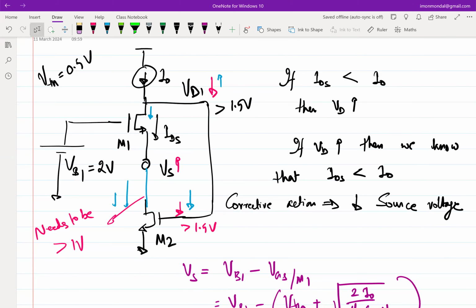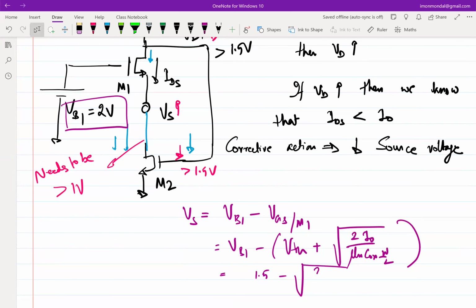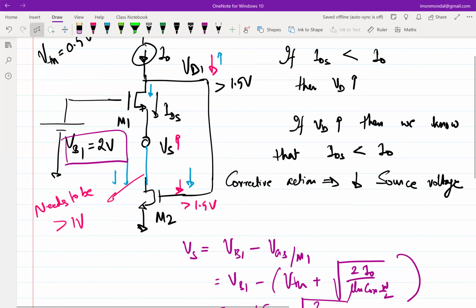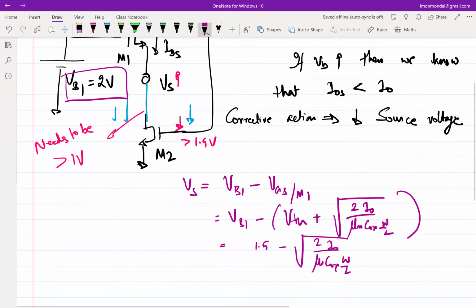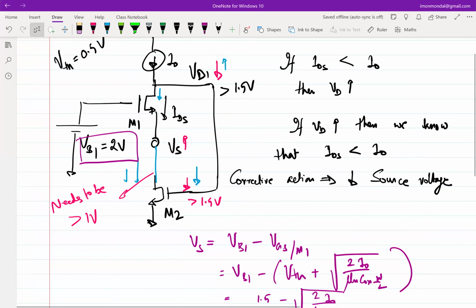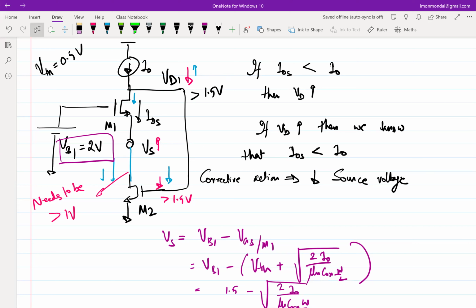VB1, we chose 2 volt to start off. No, we didn't take 1.5, right? VB1 is this 2 volt, right? Okay. So this is 2I0 by mu N Cox W over L. Now, see, I haven't told you what I0 is. I haven't told you what W by L is, right? So maybe you wanted to bias 1 milliamp of current or 100 microamp of current, whatever, that will be given. So that's not in your control. So what is in your control? W by L is in your control, right?